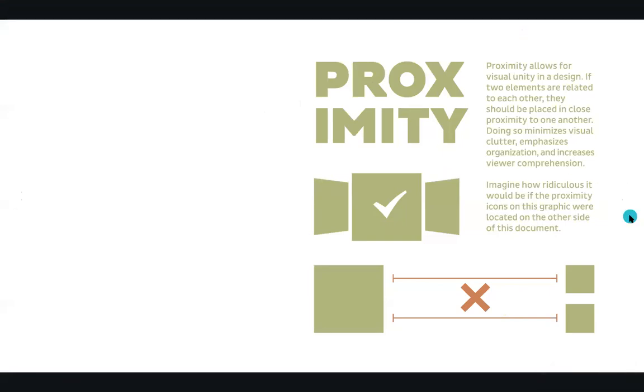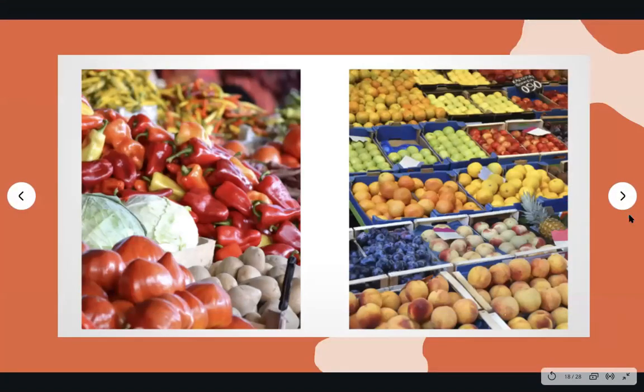Let me show you what that looks like. Look at these fruits, right? Proximity is like arranging things. Let all the apples be in one place. Let all the bananas be in one place. Let all the mangoes be in one.